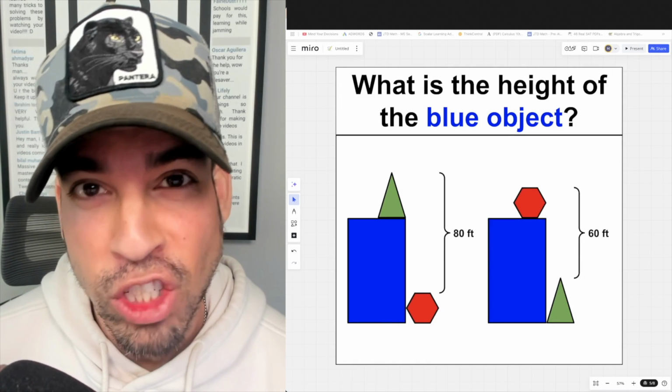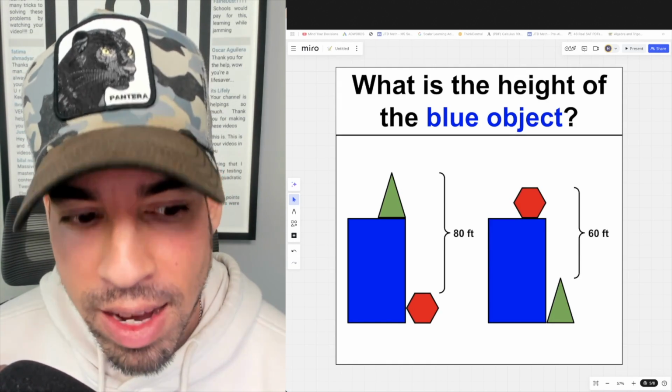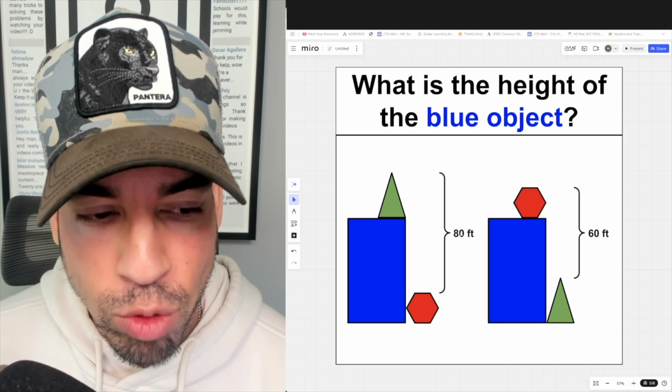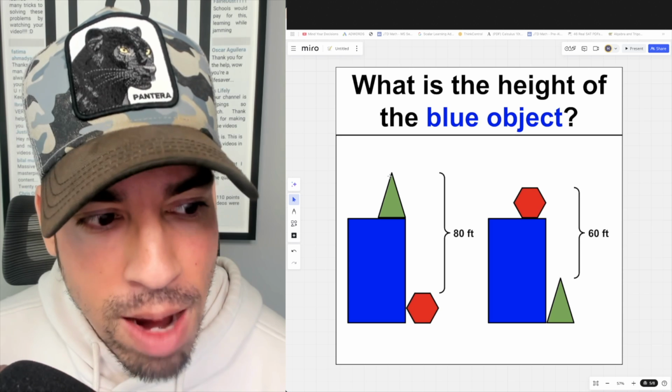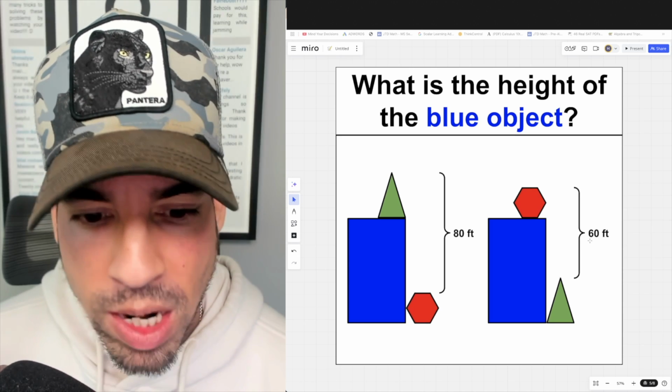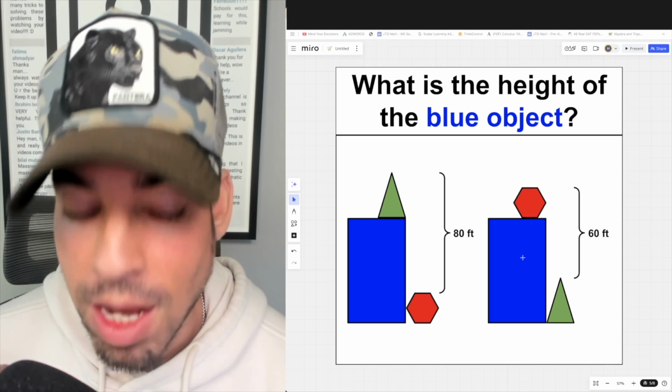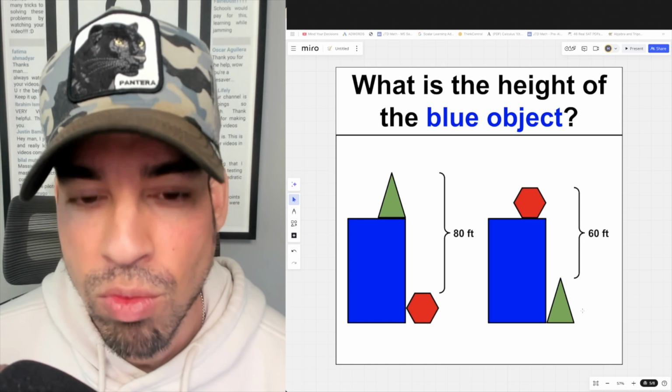In this one, the question is as follows. What is the height of the blue object? Now, notice what you're given: this height, which is basically from the top of the green object down to the top of the red object. Then you're also given this distance from the top of the red object on top of the blue object down to the top of the green object.